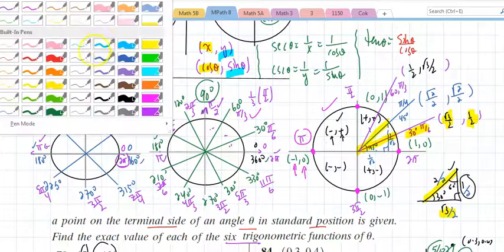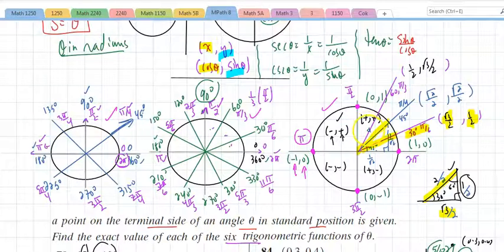Somebody came up with a nice way of remembering that: all students take calculus. In quadrant 1, all the trig functions are positive. In quadrant 2, only the sine is positive, which means the tan and the cosine are negative. In quadrant 3, only the tangent is positive, which means the sine and the cosine are negative. And in quadrant 4, only the cosine. So this is a metaphor for you to remember. You could use x and y instead. All students take calculus, either way.